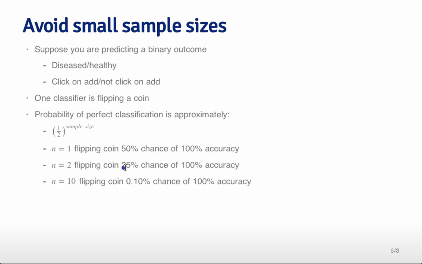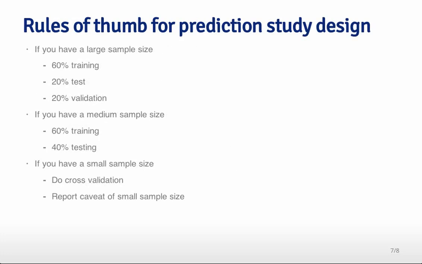With n equals 2, you still only have a 25% chance of 100% accuracy. And with n equals 10 in your test set, now you have only about a 0.1% chance of getting 100% accuracy. So if you see that 100% accuracy, you'll feel a little bit more confident that it's actually true and it's not something that's just random. So this suggests that we should make sure that especially our test set sizes are of relatively large size so we can be sure that we're not just getting good prediction accuracy by chance.